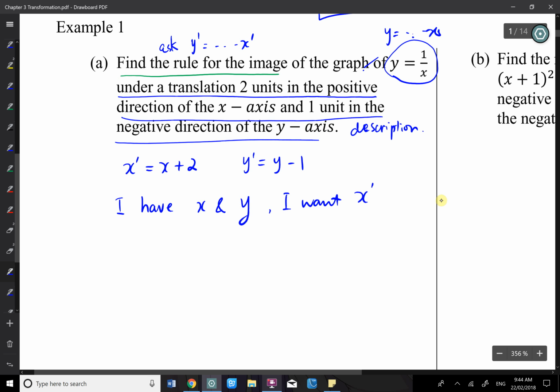Let's have a look at the second one. Find the rule for the image. Still asking for x dash y dash. You have y equals this. This is the original. And the translation of 3 units in the negative direction of x-axis, so x dash equals x minus 3. 2 units in the negative direction of y-axis, y dash equals y minus 2.